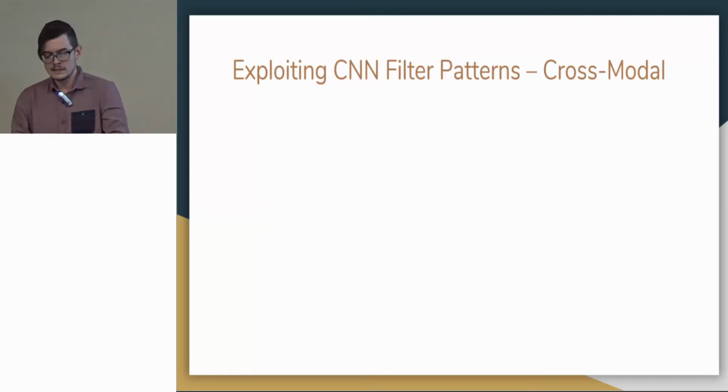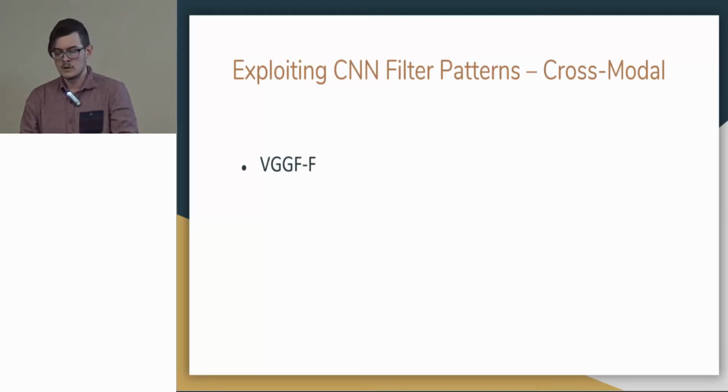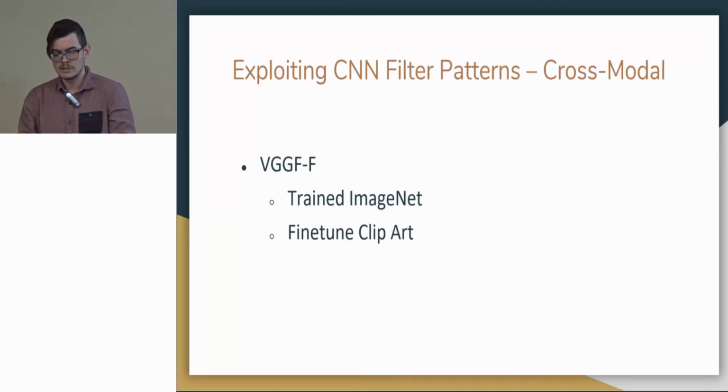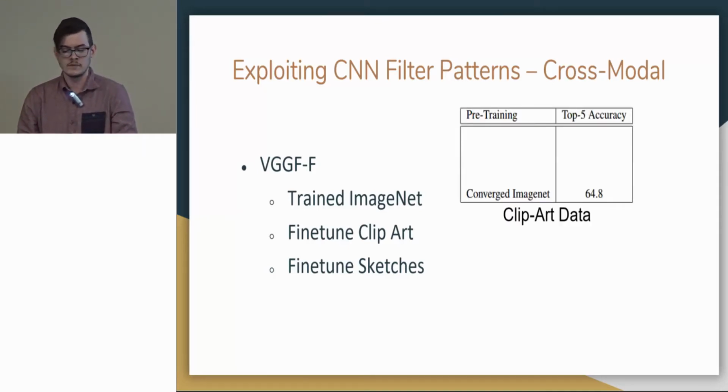Their experiment with this data set was to train a VGGF model on Places data set, and then they fine-tuned one model on the clip art data of CM Places data set, another model on the sketch data of CM Places data set. And they compared the results against a converged ImageNet model as a baseline. And as you can see here, this is 25,000 iterations or epochs without regularization, and that got a score of 60.45 in the top 5% accuracy.